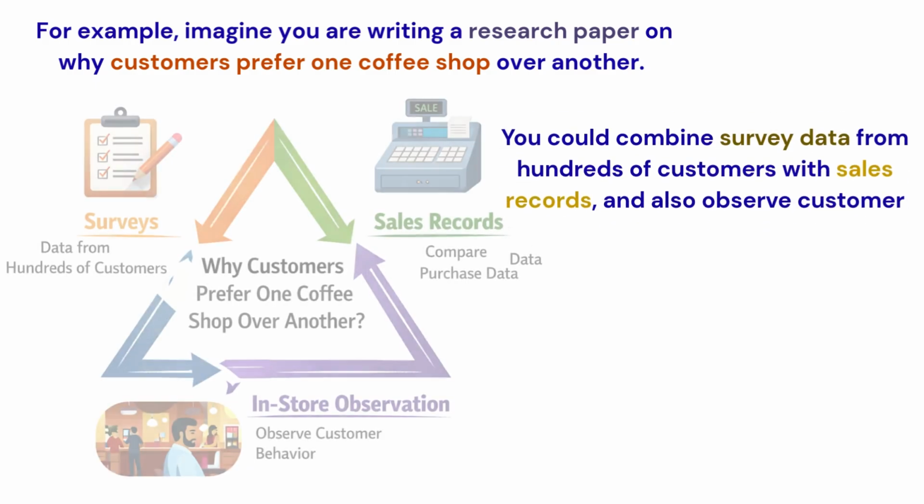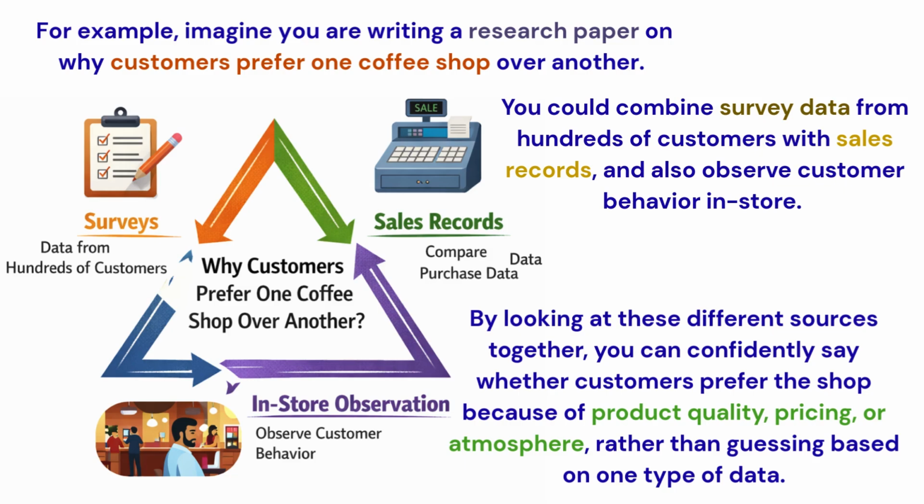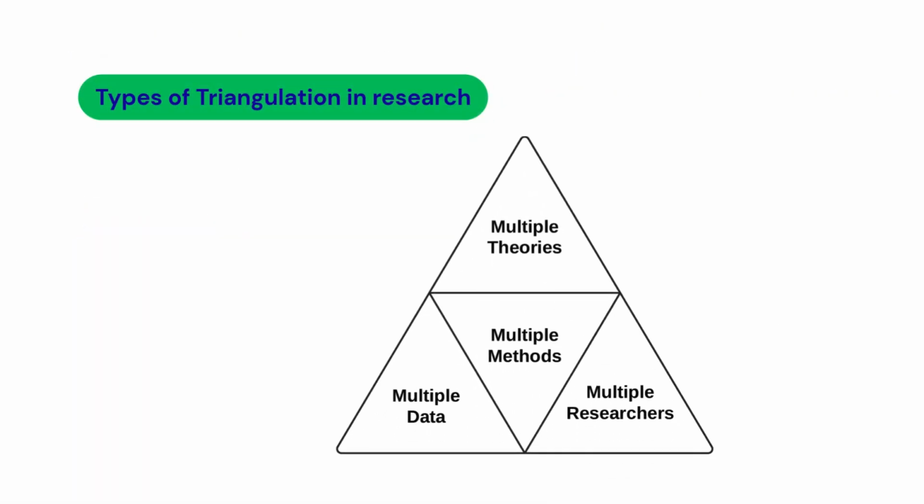over another. You could combine survey data from hundreds of customers with sales records, and also observe customer behavior in store. By looking at these different sources together, you can confidently say whether customers prefer the shop because of product quality, pricing, or atmosphere, rather than guessing based on one type of data. Types of triangulation in research.